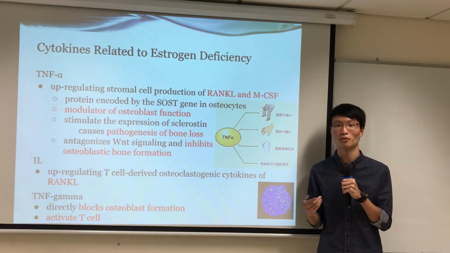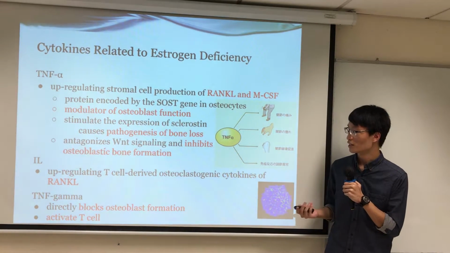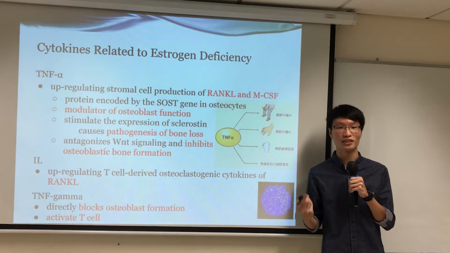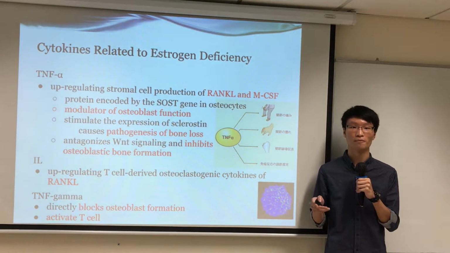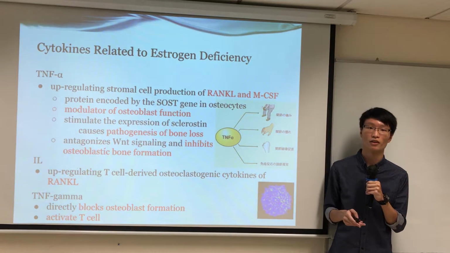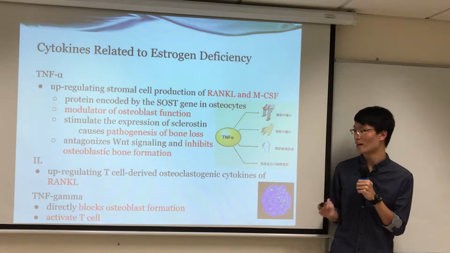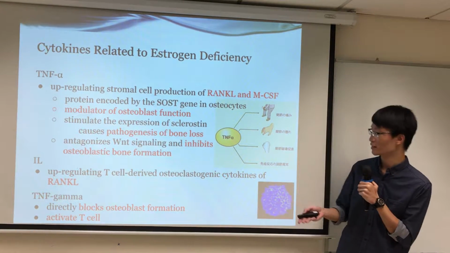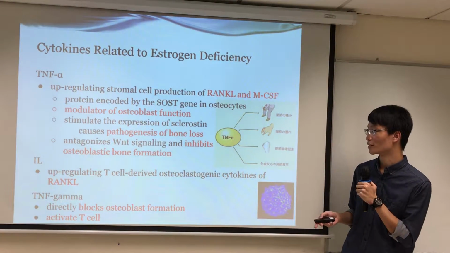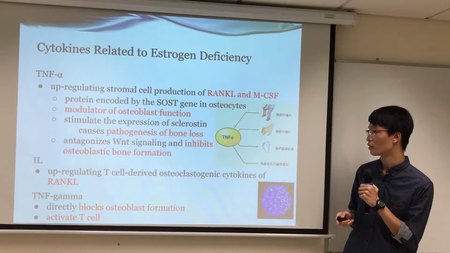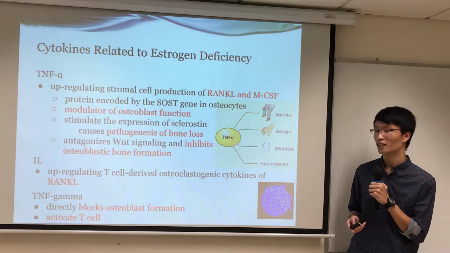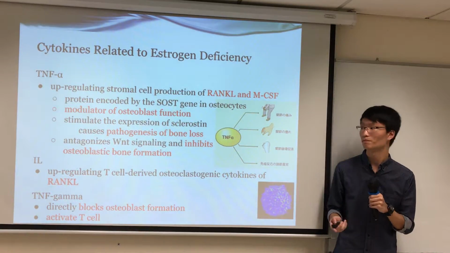osteoclast activation, and osteoblast inhibition. And the interleukins can also stimulate the T cell and produce osteoclastogenic cytokines, such as RANKL. And also there is interferon gamma, which can directly boost osteoclast formation and activate the T cells.